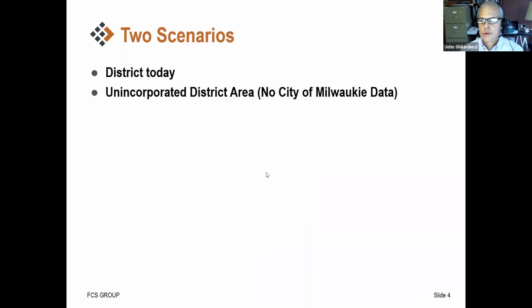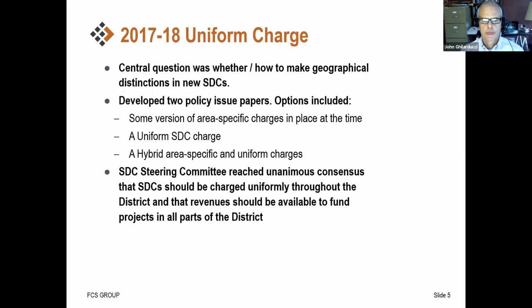So the two scenarios are, number one, the district as it is today, which, as you know, includes the city of Milwaukee and the urban growth area. And the second scenario, we've tried to take a look, in a very imperfect fashion, at what the charge would be for the remaining district if the city of Milwaukee was no longer part of the district. Both of these scenarios do reflect that uniform charge approach.